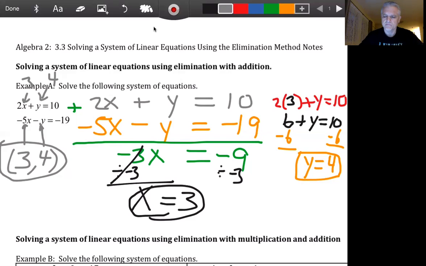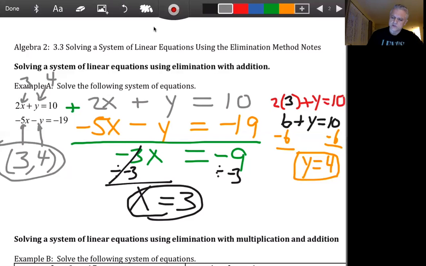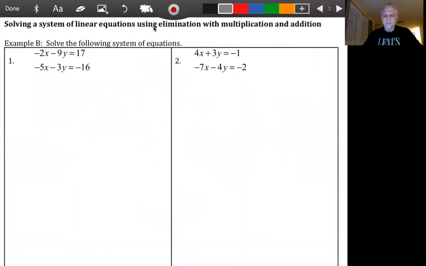Okay, so let's look now at a couple more examples. Now, why are these examples a little different? Well, because if you look at the x terms, they're not exact opposites. It's not like you have a negative 2x and a positive 2x. If you look at the y terms, they're also not opposites. You got a negative 9y, and there's no plus 9y underneath of it.